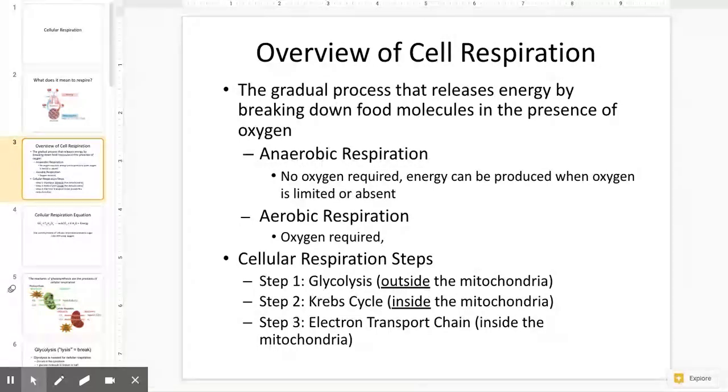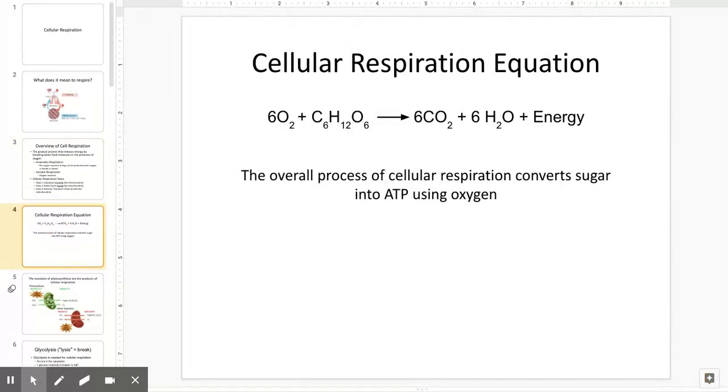And there is anaerobic respiration as well as aerobic respiration. So anaerobic respiration, no oxygen is required. Aerobic respiration, oxygen is required. And there are three steps to cellular respiration. We have glycolysis, which happens in the cytoplasm, the Krebs cycle, and the electron transport chain, which both happen inside the mitochondria.